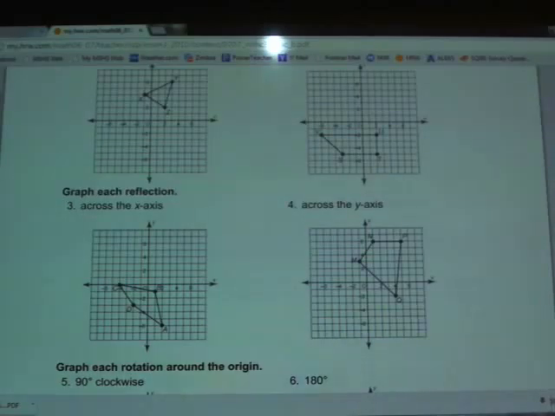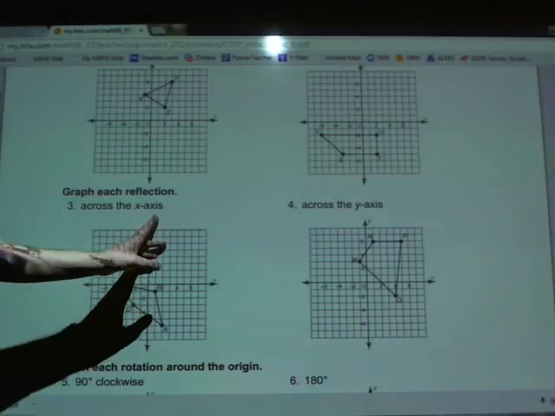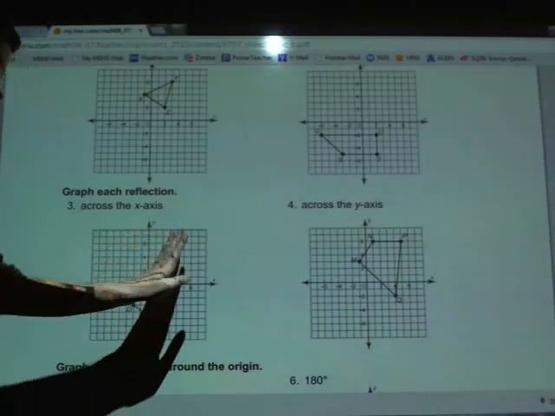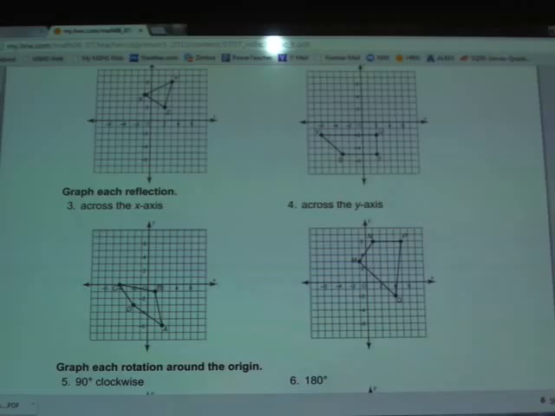For instance, looking at question number 3 here, if I wanted to reflect it over the line x equals 1, this would be the line x equals 1, so I'd be mirror imaging it over that line. But as you can see, our directions here stick to the pretty plain and vanilla of reflecting across the x and the y-axis. Let's go ahead and take a look at 3, across the x-axis.